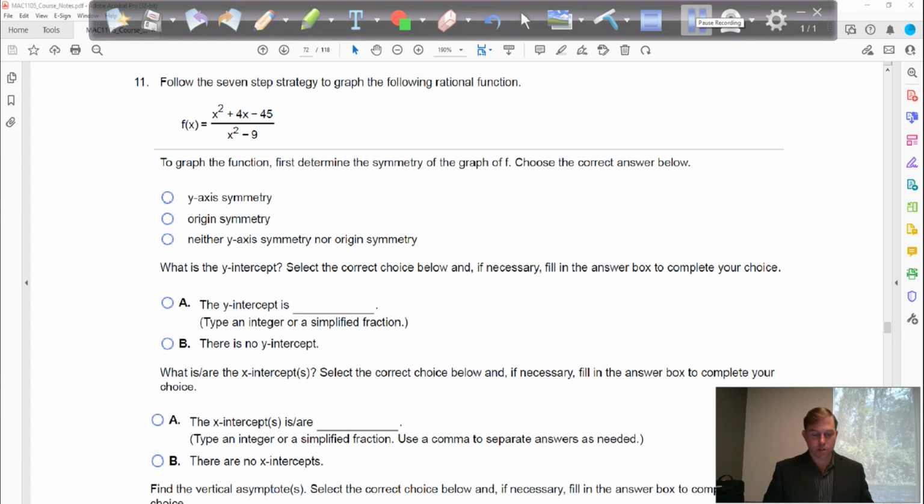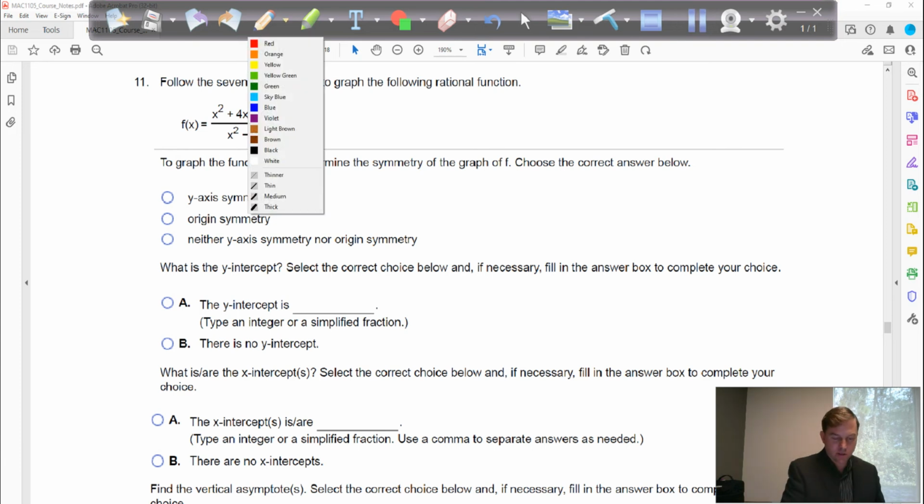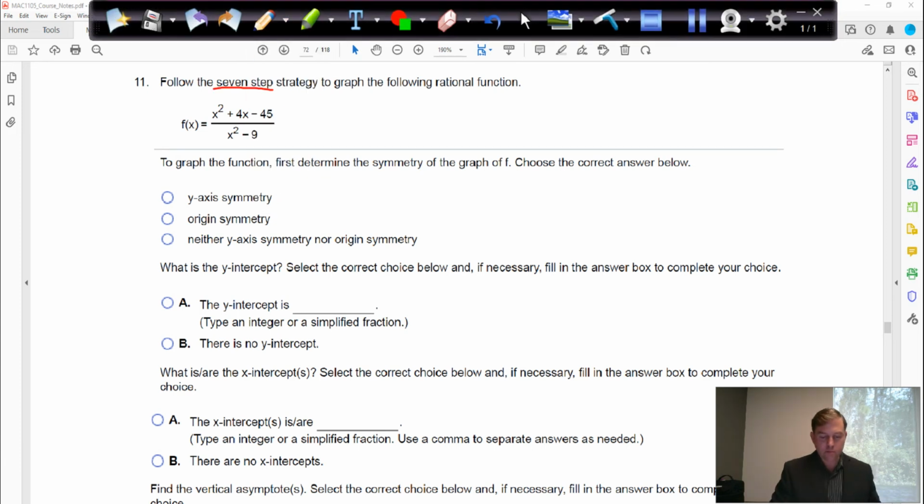So we're going to look to factor, we're going to look for asymptotes, intercepts, we're going to plug in numbers to get fidelity, and we're going to put it all together to graph this function. So there's 7 steps to this. And the first is we're going to look for symmetry.